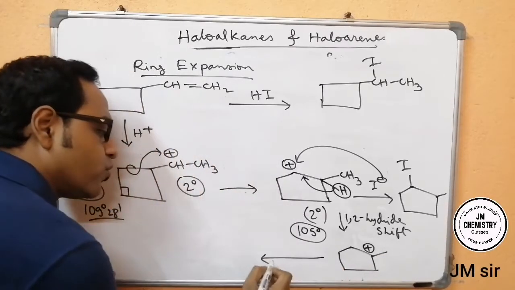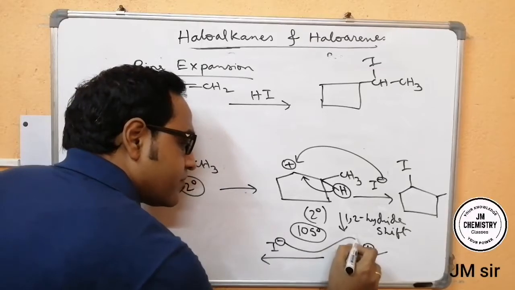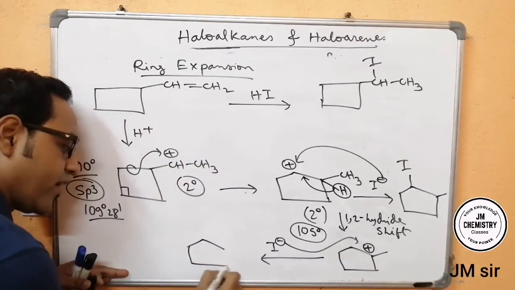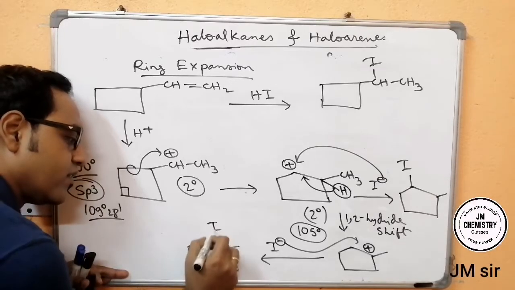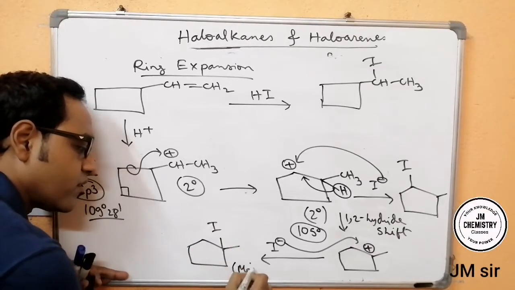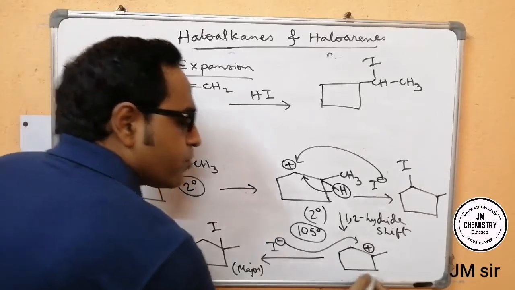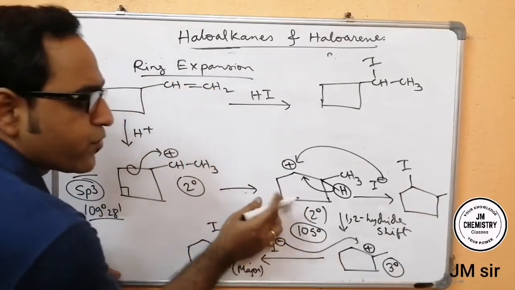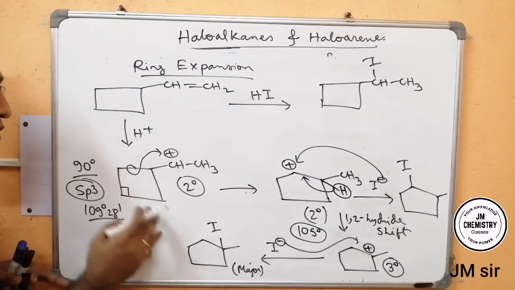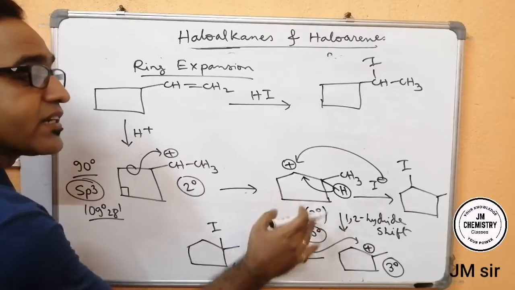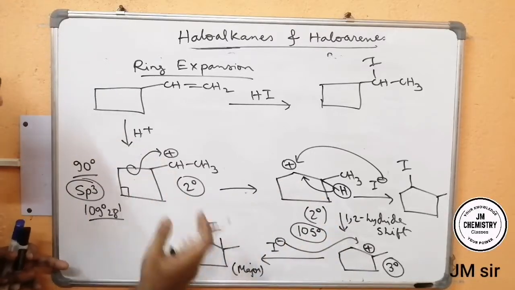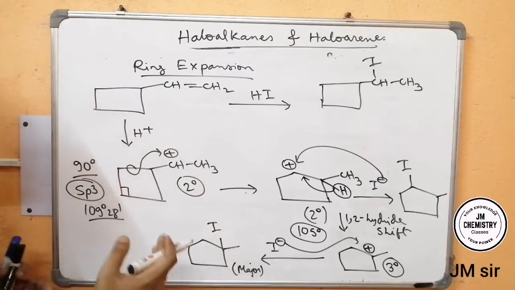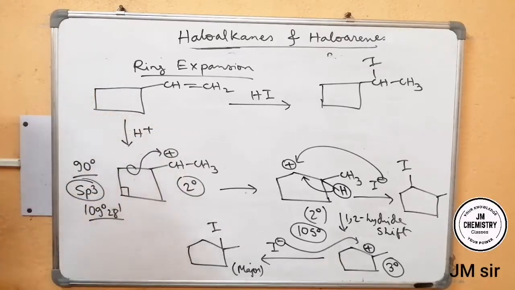at this position, and so I minus will attack, and the final product is this one. So this is the major product. Why does this carbocation form? Because this is 3 degree. So on moving from 2 degree to 3 degree, it gains stability. On moving from cyclobutane to cyclopentane, it gains stability because the strain is relieved. Here, the 3 degree carbocation being more stable, it is formed. And so the major product is from the 3 degree carbocation. So we need to know the mechanism to answer problems in JEE Mains and NEET exam.